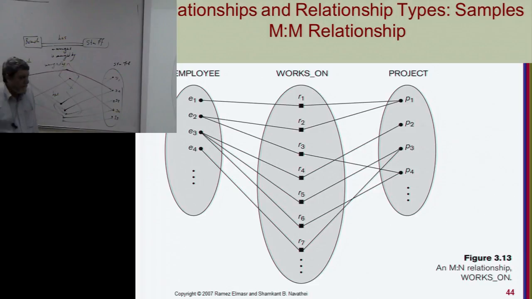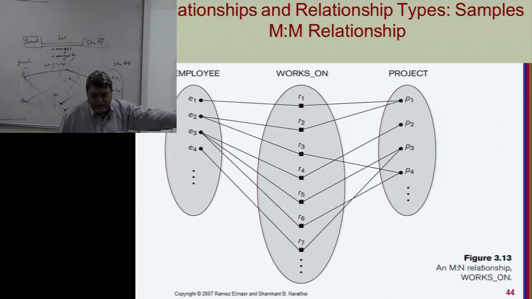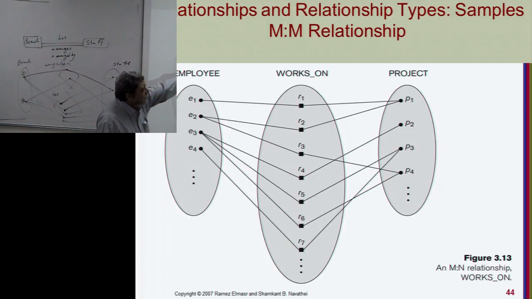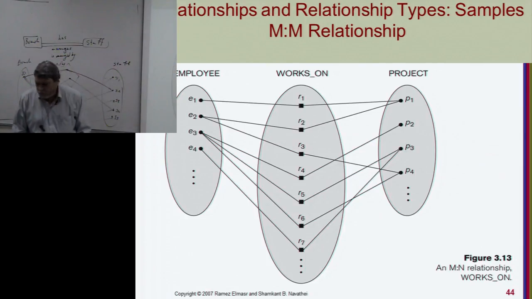So we have one-to-one, one-to-many, and many-to-many. Look at this diagram. Works on. So an employee works on project. Now it's a project, not a department. So this says that E1 works on P1, but E2 works on two projects, P1 and P4, right? Look at E2. E2 works on P1 and P4, right?